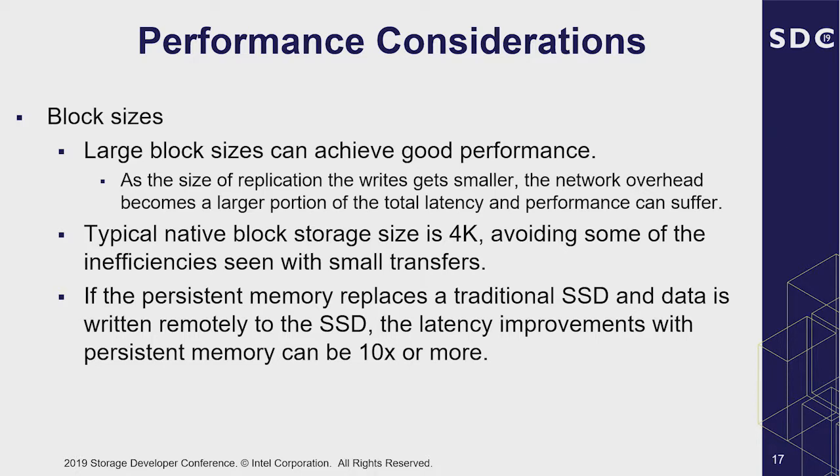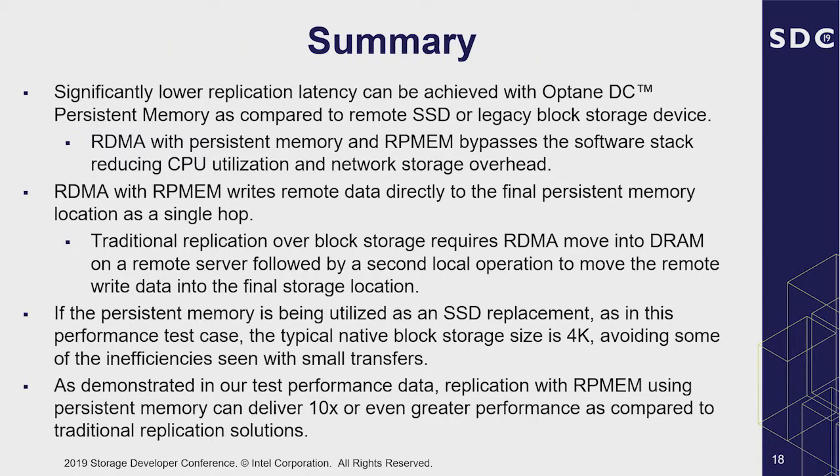If persistent memory is really replacing your traditional block storage strategy, or your replication based on an SSD solution, the latency improvements with persistent memory can be as much as 10 times. There were some test cases that we ran where we were actually seeing around 14 times performance improvement on the replication. So in summary, we can have significantly lower replication latency through Optane DC persistent memory as compared to an SSD or a legacy block storage device.